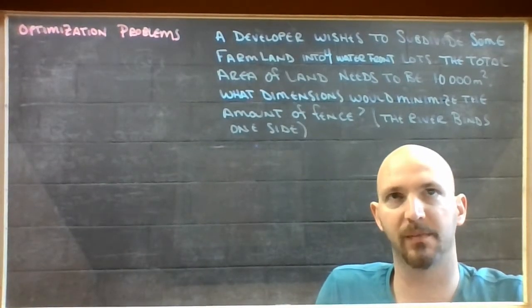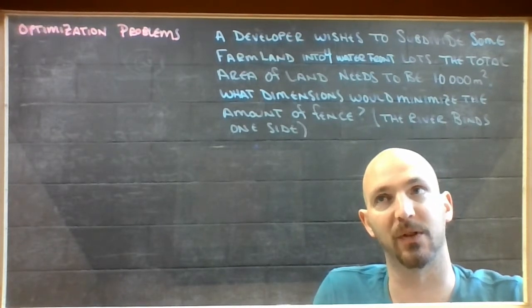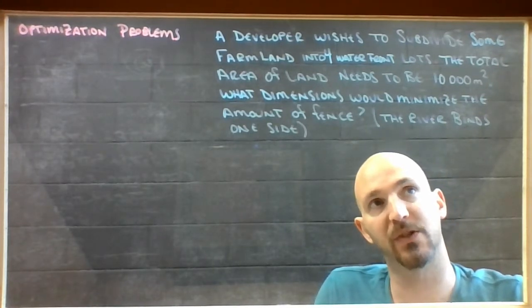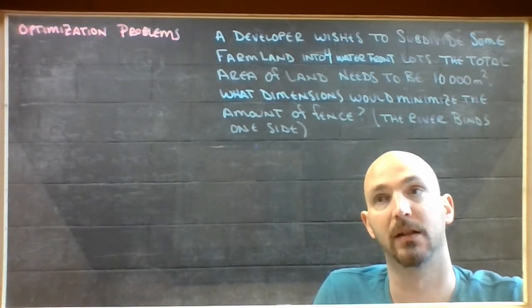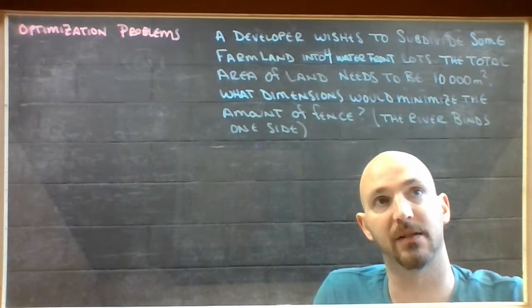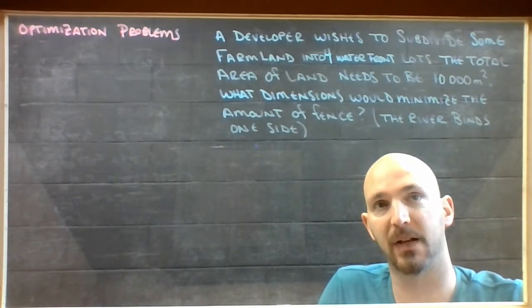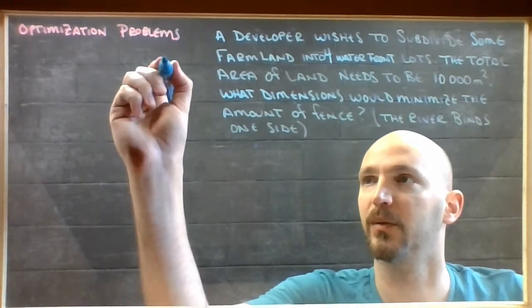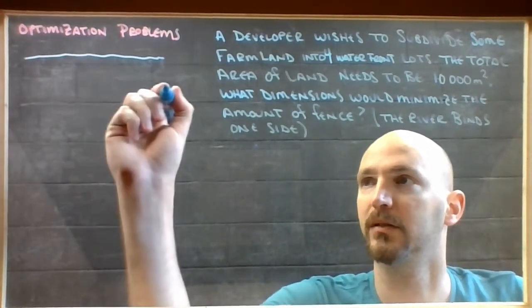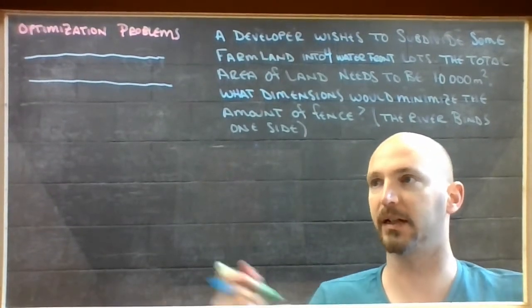Okay, I wrote this paragraph probably 4 times, and I'm still not satisfied it explains what I want you to do. So a developer wishes to subdivide some farmland into 4 waterfront lots. Total area of land needs to be 10,000 square meters. What dimensions would minimize the amount of fence if the river binds one side? So I'm going to draw you a river. I'm going to draw you some farmland.